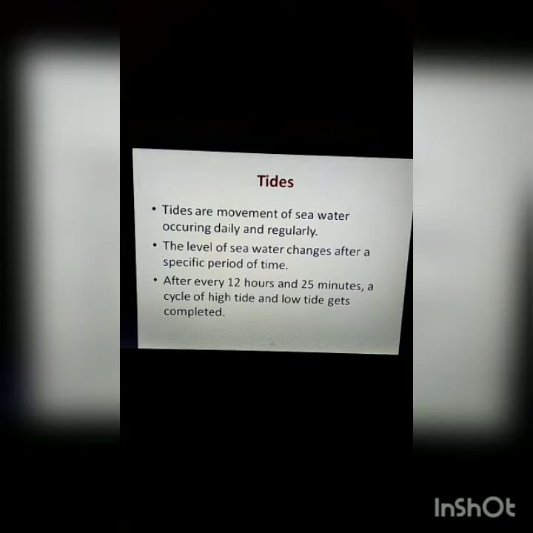For example, here it has been given, after every 12 hours and 25 minutes, a cycle of high tide and low tide gets completed. So for example, if in the morning it is high tide, then after 12 hours and 25 minutes, that particular place will get low tide. This happens regularly. The level of sea water changes after a specific period of time, after every 12 hours and 25 minutes.